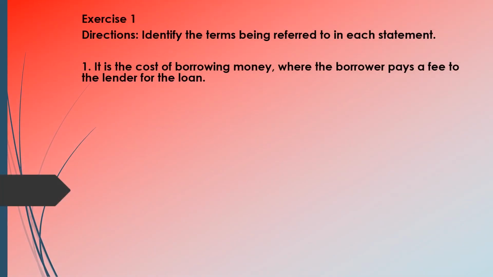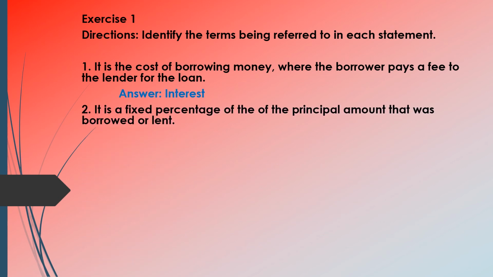Let's do exercise 1 together. Directions: identify the terms being referred to in each statement. Number 1, it is the cost of borrowing money where the borrower pays a fee to the lender for the loan. If your answer is interest, then you are right. Number 2, it is a fixed percentage of the principal amount that was borrowed or lent. If your answer is simple interest, then you are correct.